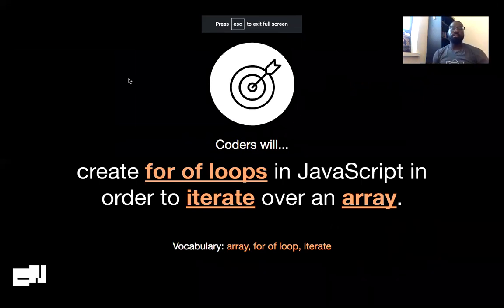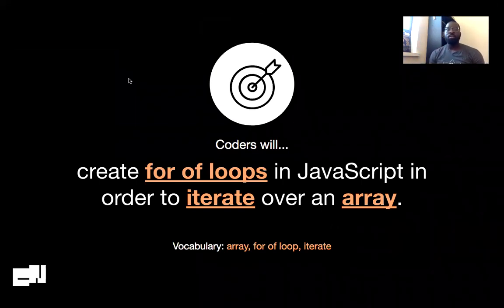All right, let's read together. Coders will create for of loops in JavaScript in order to iterate over an array. Here's the vocabulary: array, for of loop, and iterate.